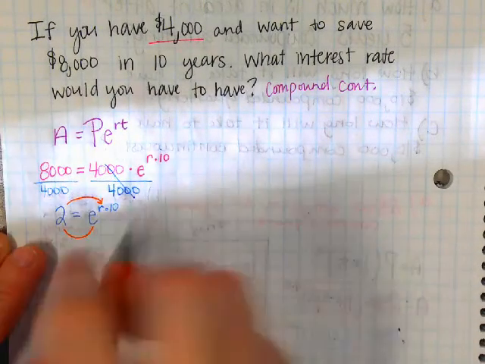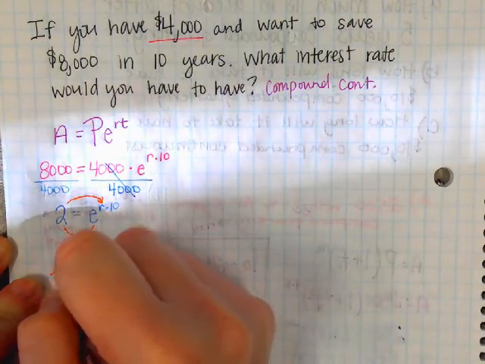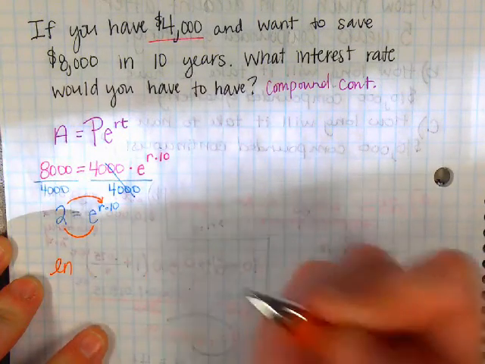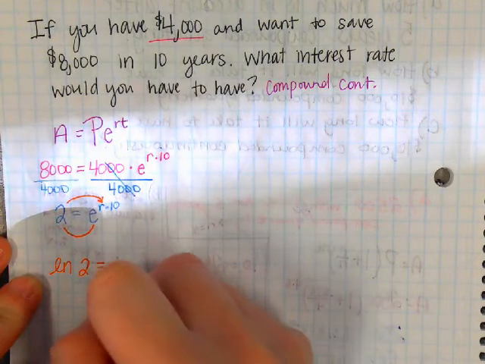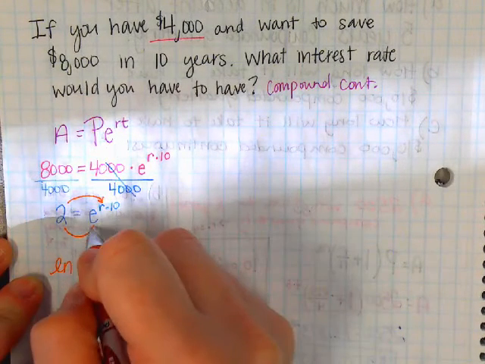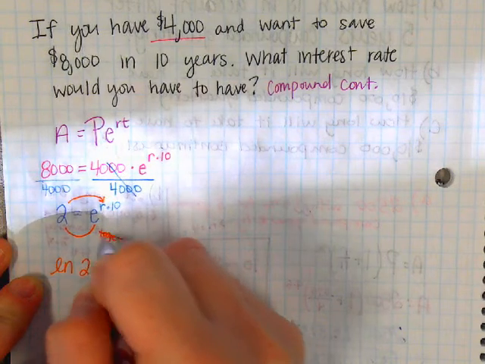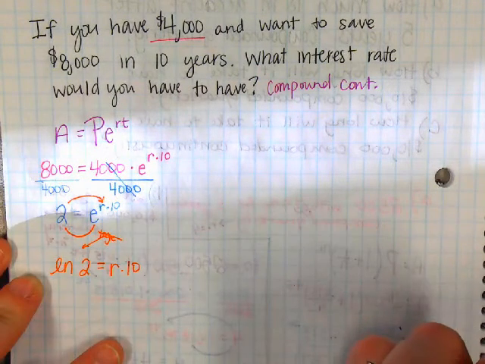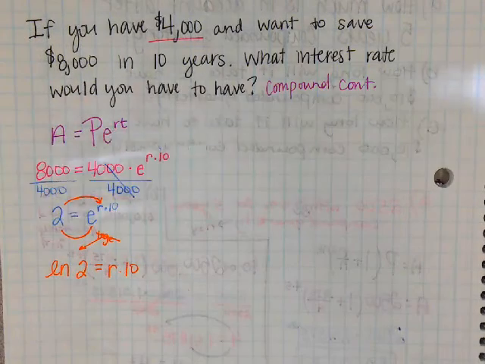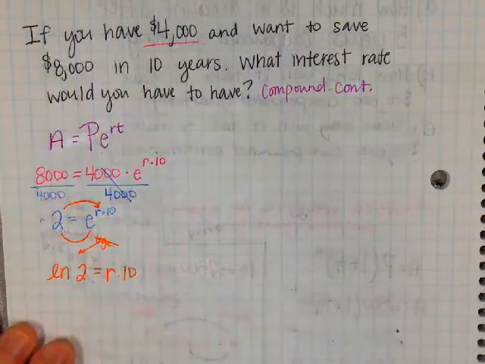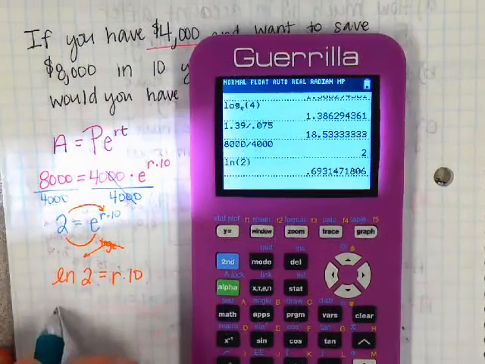Okay, notice the base is e, so that's just the natural log. Since the base is e, I can just write natural log of 2 equals r times 10. So remember, you could write it as log base e, but it's the same thing as natural log.